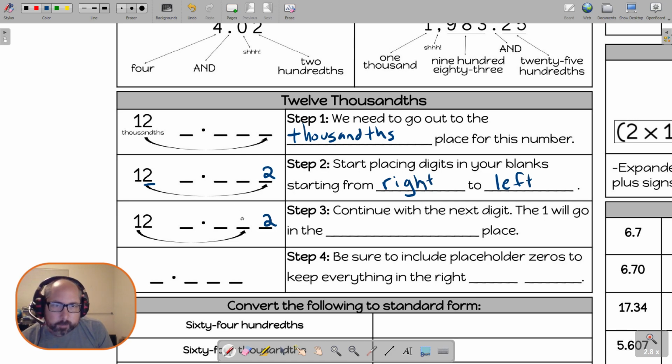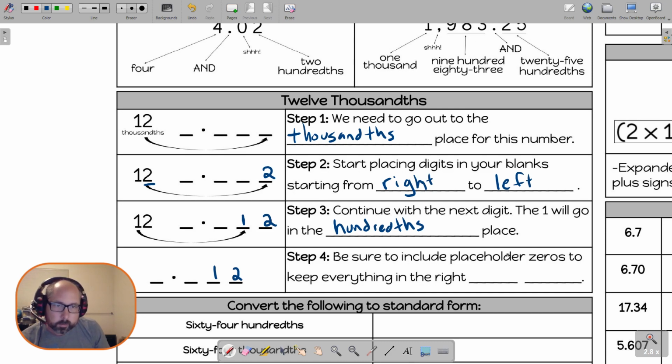So I'm going to continue. The 1 will go here. And what place value is that? Yes, it is going to be in the hundredths place. Let's write that. Hundredths place. Okay. Good. Okay, let me copy what I have down here. So I have a 2 right there, 1 right there.